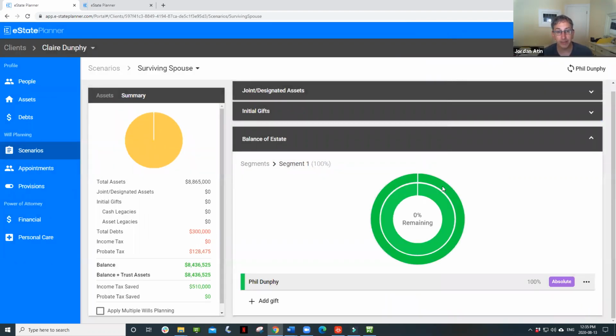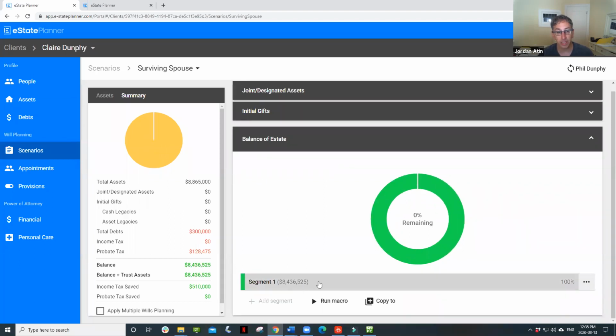And you can see the outer ring is the segment size, and the inner ring is the disposition of that segment. So we're giving away 100% segment one and 100% of 100%. So that's how we do it. And then to move back to the segment page, you just click on the gray segment and you can see. Now, if we tried to add another segment, we can't, because it has to add up to 100%. We've already given away 100%. So that's the simple one.